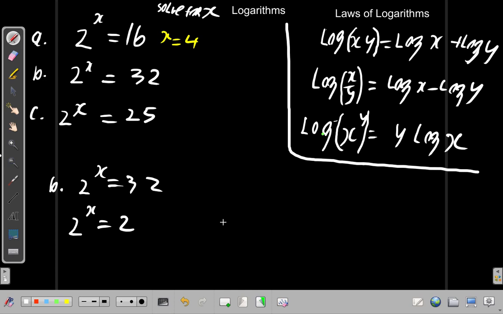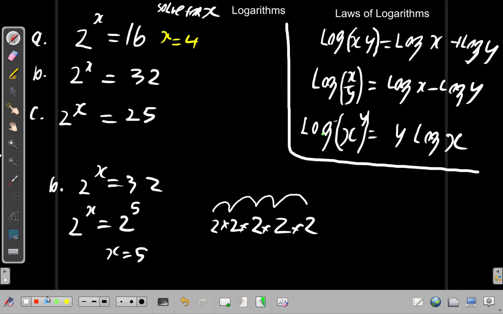In other words, if you write down some 2's and they multiply one another, how many of them multiply to give 32? You have 2 2's 4, 4 2's 8, 8 2's 16, 16 2's 32. All these 2's multiply. And you have 1, 2, 3, 4, 5 of them. So it's 2 to the 5 that gives you 32. So x is equal to 5. So the answer for part B is x is equal to 5. Good.